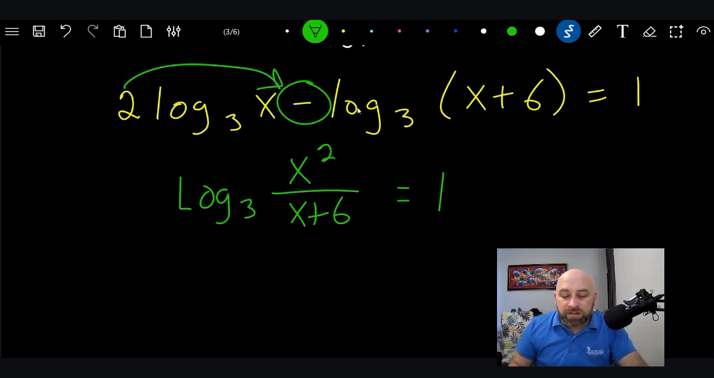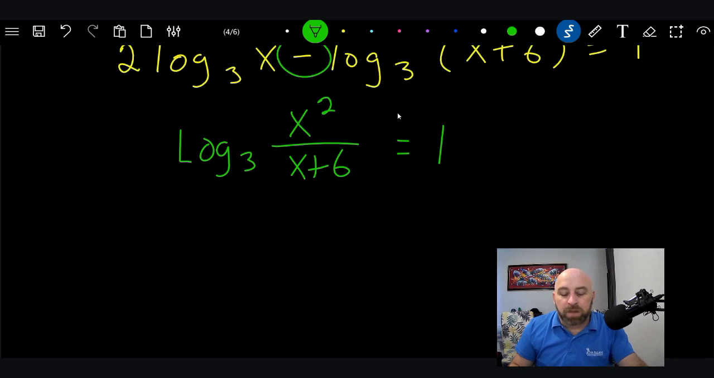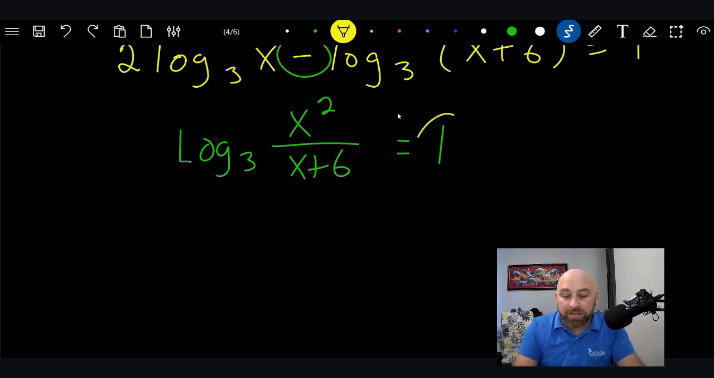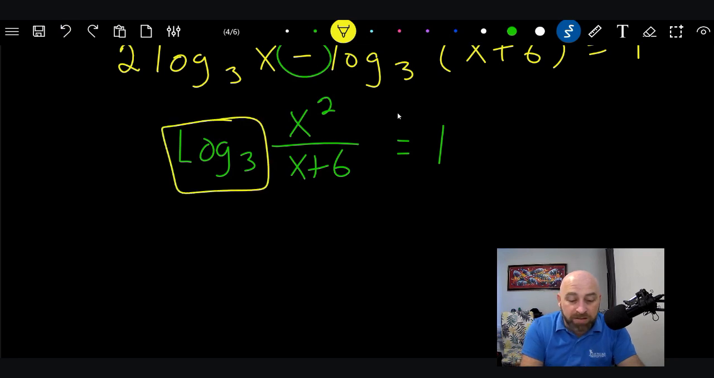Now, this is an interesting step right here. Again, we can't really do anything with it right now because it's in log 3, and this side is not in log 3. So how do we do that? Well, one thing I could do is switch this to an exponential problem, and I could write this using an exponent. How are we going to do that? Well, the base is 3, right?